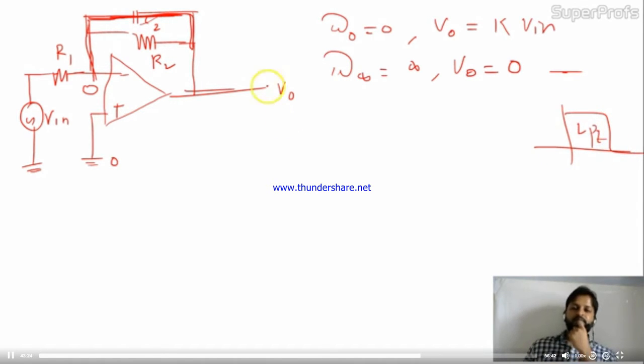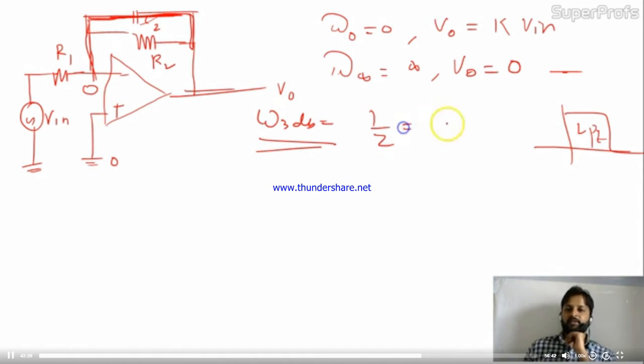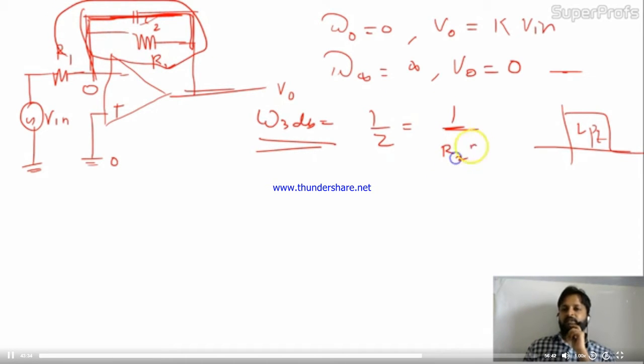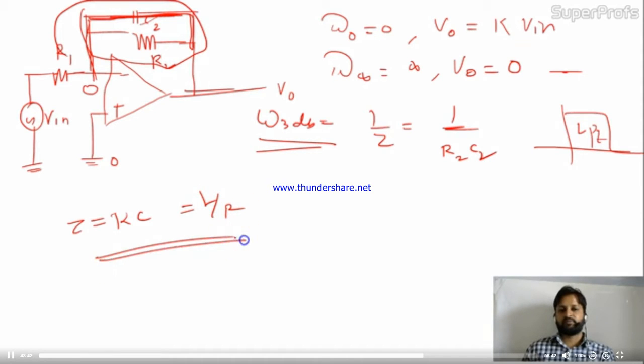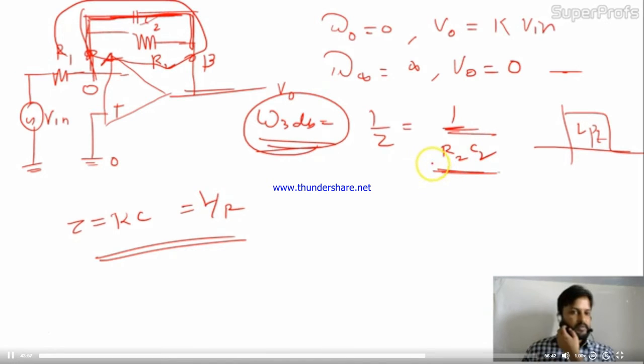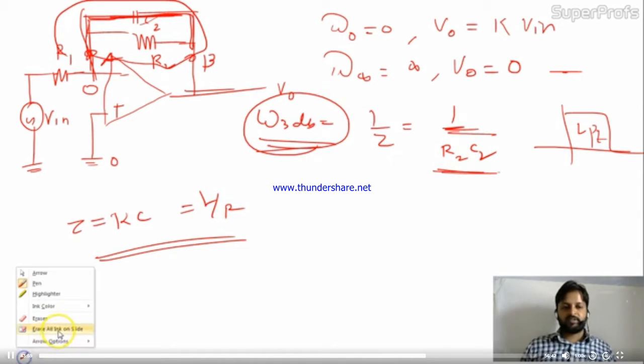Now they are asking omega 3 dB. Omega 3 dB is 1 by tau. What is the tau for this circuit? Tau for this circuit is nothing but R2 C2. This is the tau formula. Tau is nothing but RC, or L by R also. So this is the feedback circuit. Let's consider two points A, B. Across these points the time constant will be capacitor times resistor, so it will definitely be R2 into C2. Now for omega 3 dB we have to take 1 by it. Is it okay? Now let's see the next circuit.